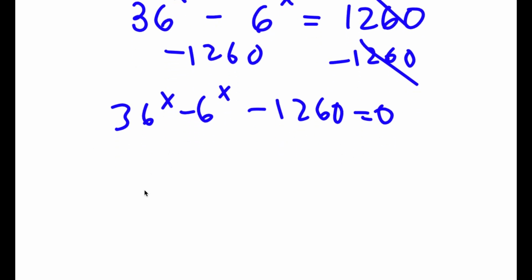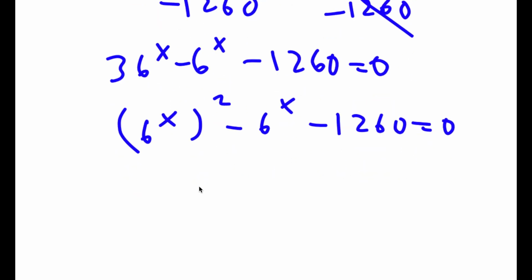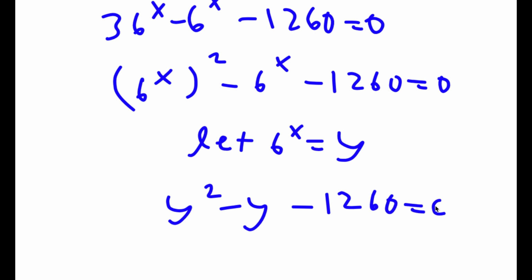Now 36 is the same thing as 6 squared. So I have (6 squared) to the power of x, and I can actually switch the places of these two. So this is the same thing as (6 to the power of x) squared minus 6 to the power of x minus 1,260 is equal to 0. Now I'm going to let 6 to the power of x equal to the variable y. So now I have y squared minus y minus 1,260 is equal to 0.